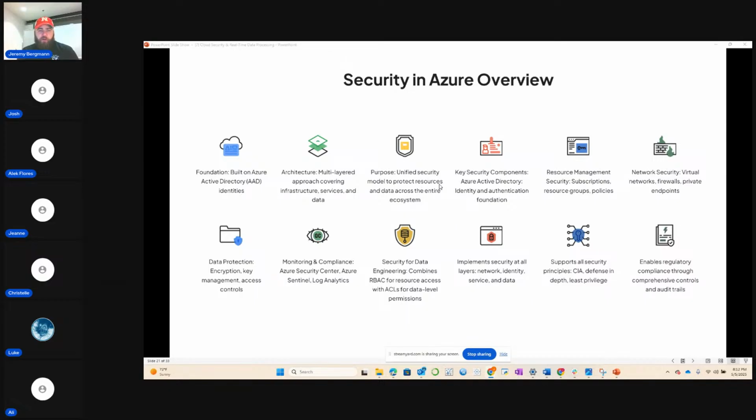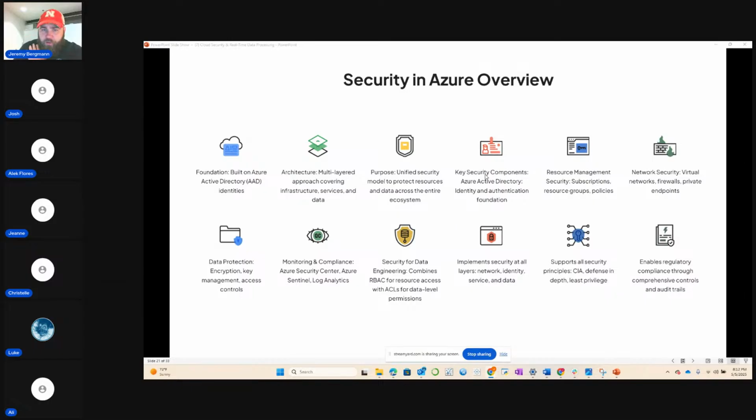So you've heard the term resources. That's what we created, like the little applications like Data Lake or Azure Synapse Analytics. And then data across the entire ecosystem. So whether it's in the Data Lake or moving across the pipeline or being stored in a relational database, it's that unified security that meets those other principles that we talked about.